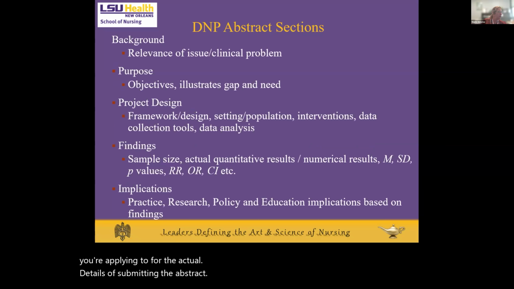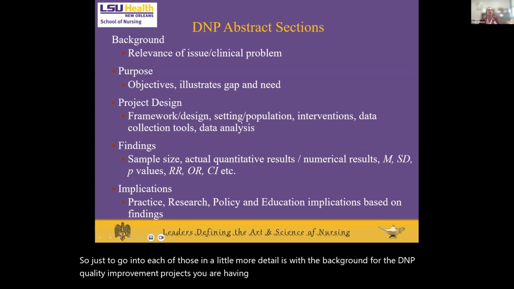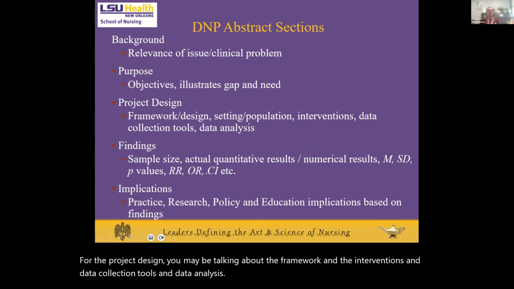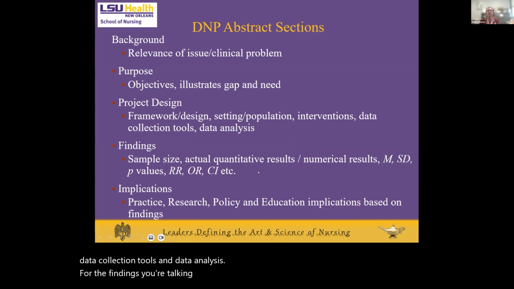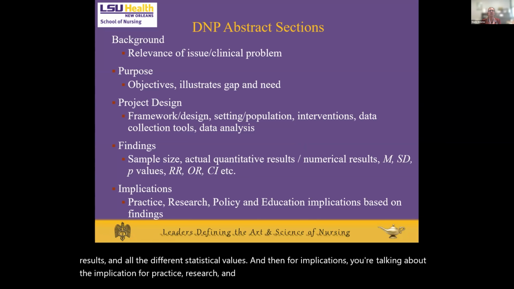So just to go into each of those in a little more detail, with the background for the DNP quality improvement projects, you are having the relevance for the purpose. You're talking about objectives and the gap and the need. For the project design, you may be talking about the framework and the interventions and data collection tools and data analysis. For the findings, you're talking about sample size, the actual quantitative results, numerical results, and all the different statistical values. And then for implications, you're talking about the implications for practice, research, and policy and education based on the findings.